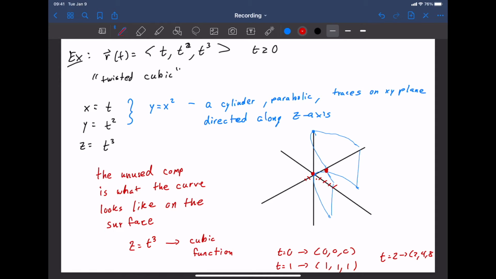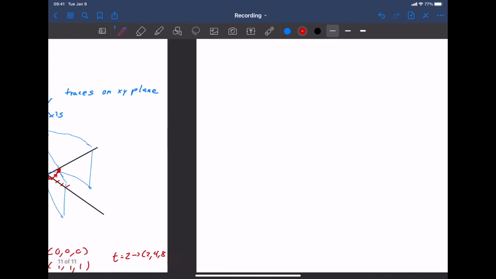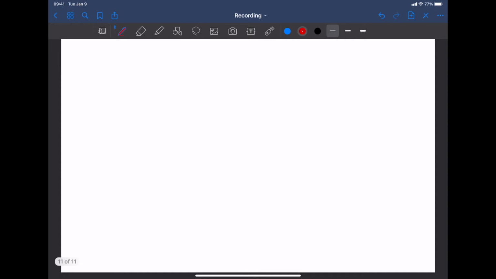And so what we're having is something that's traveling along the surface and then skyrocketing up. I know that's not the best picture in the world, but that's what you got. So it's very hard to see. It's twisting around along the parabolic cylinder and then shooting up. I'm going to try to draw a different angle of that picture. Maybe that'll help.